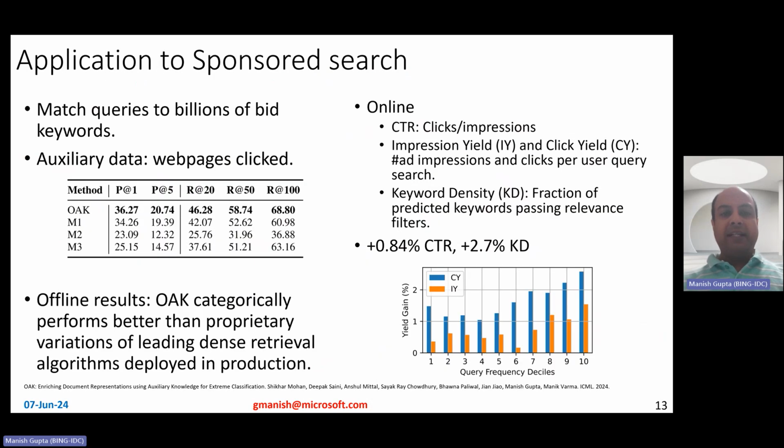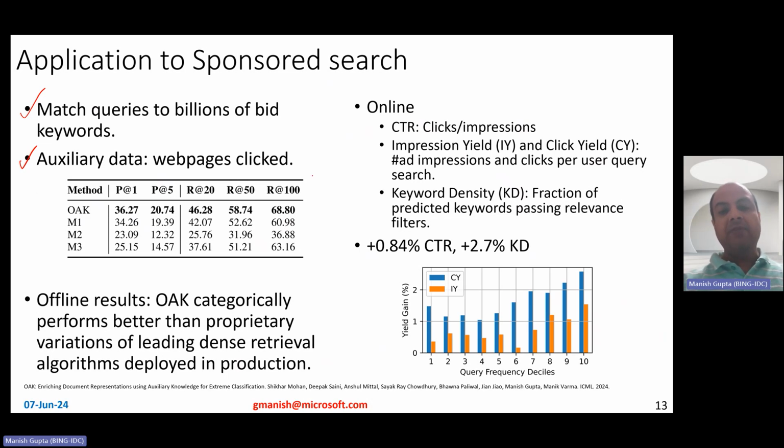Okay, so we also ran this on Bing sponsored search, ads kind of use case. So the idea is to match queries to billions of bid key phrases. That's why it's an extreme classification problem. You take queries and you want to map it to bid key phrases. We used web pages clicked as auxiliary data. So for those queries, we also know from search what web pages were clicked. So we use that as additional, auxiliary information.